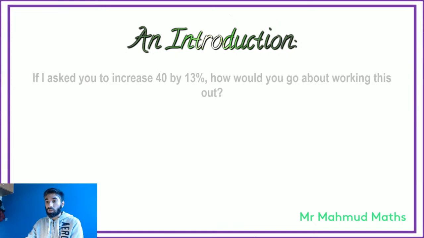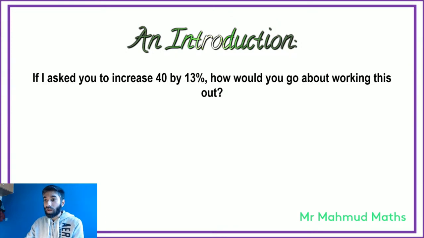Okay, now I asked you to increase 40 by 13%. How would you go about working this out? So if I was to increase 40 by 13%, how would you increase it? What is a calculation? Write down your one calculation with the multiplier in the chat section, please, now.